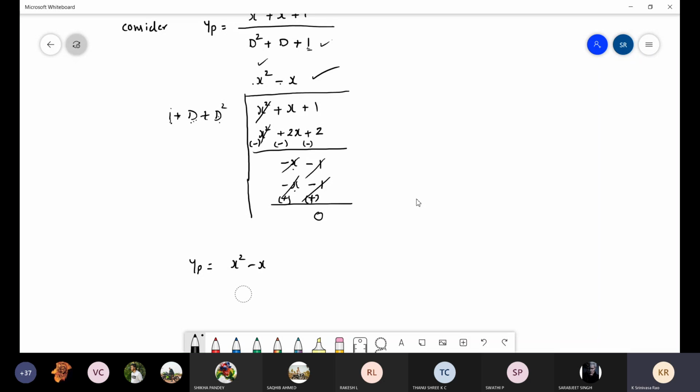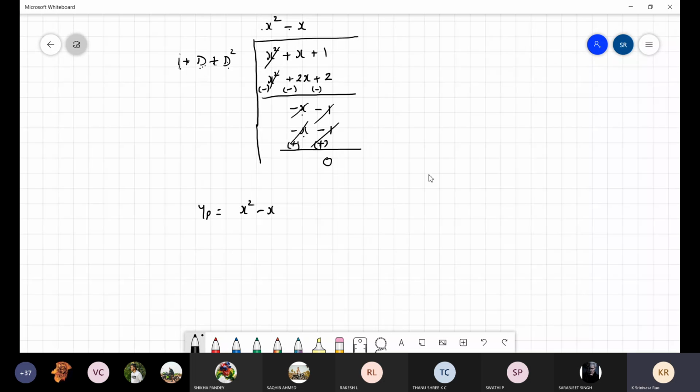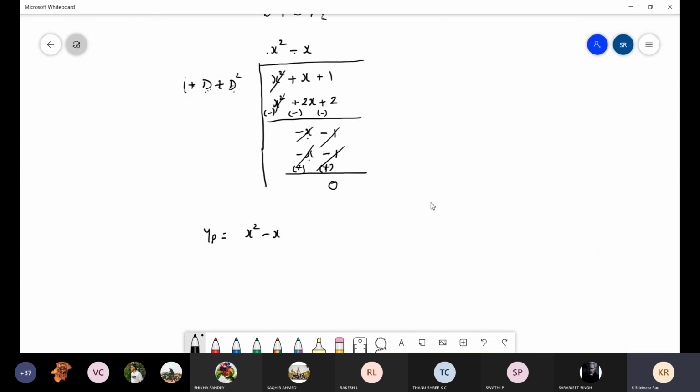So whatever the answer I got, x square minus x, that is yp. Therefore y equals... So this is the procedure to solve yp for a polynomial. Even though there are three terms in the polynomial x square plus x plus 1, we will not take it as separate polynomials, we will combine it as one unit, one term, whereas exponential and trigonometric should be different.